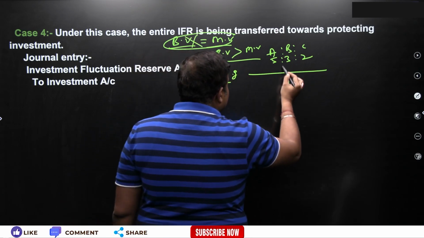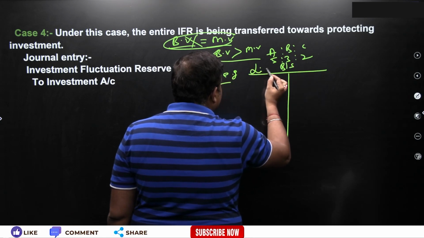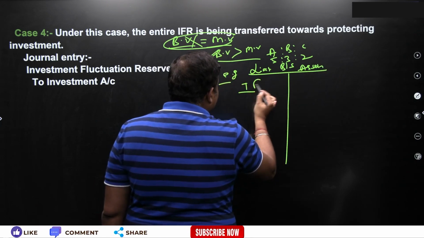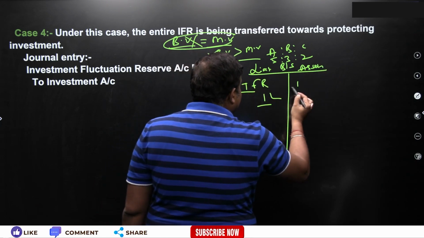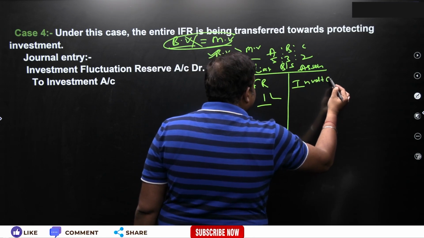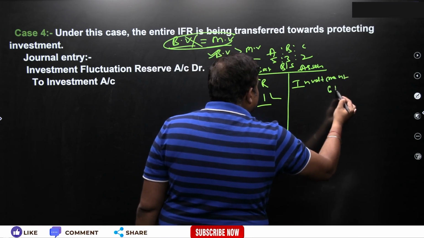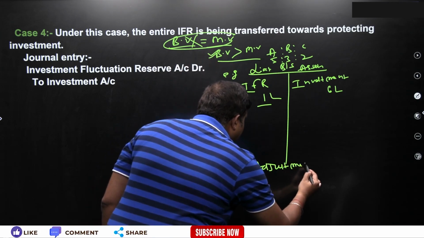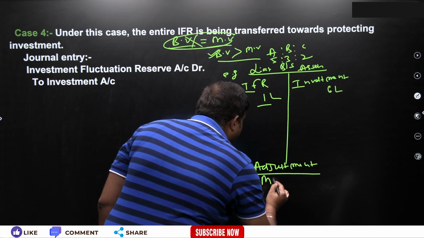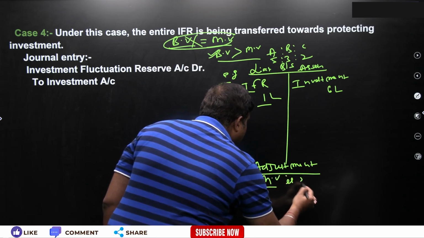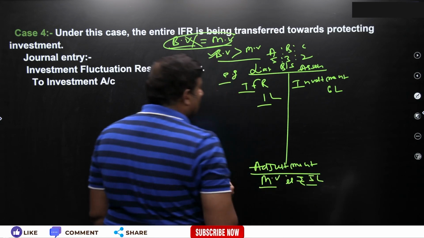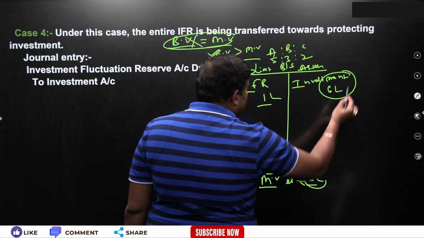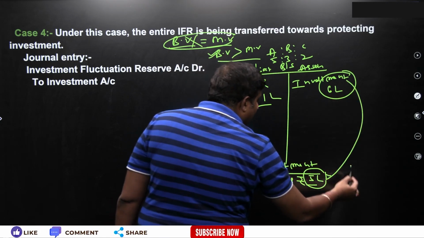Now in the balance sheet, again I'll consider the liability side and the asset side. They have given you an investment fluctuation reserve of, say, 1 lakh and investment of rupees 6 lakh. And in the adjustment, they have given you the market value, since the book value has already been given. The market value is, say, rupees 5 lakh. So if you compare the book value with the market value, you find the book value is greater than the market value by 1 lakh rupees.